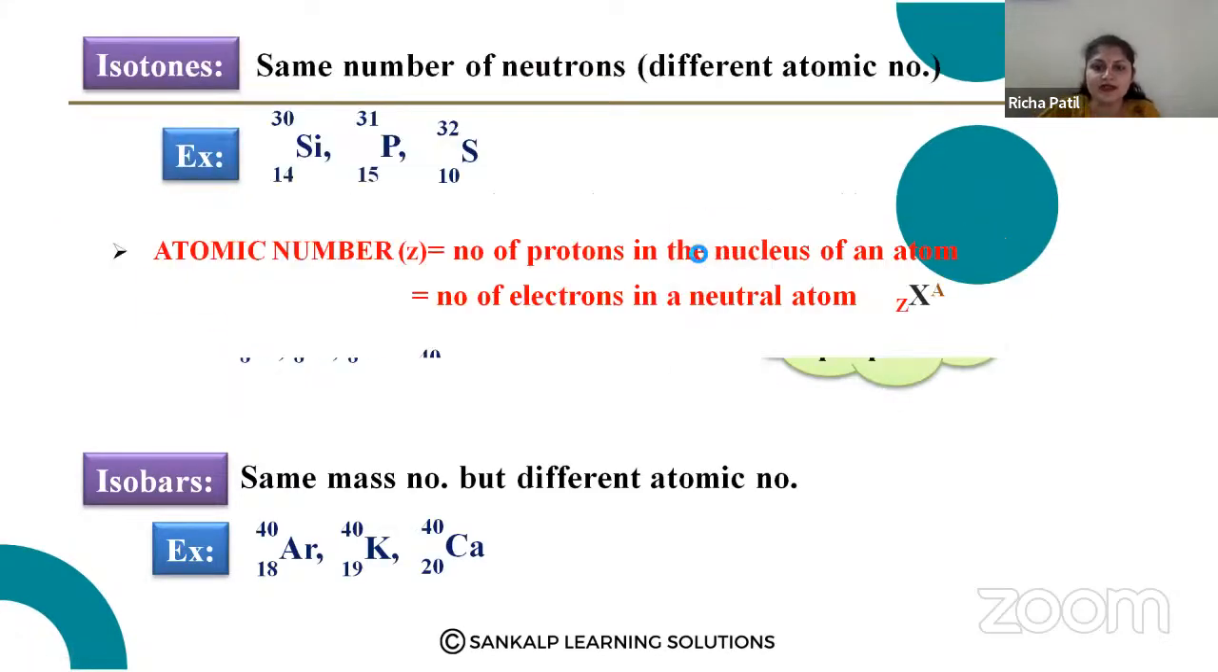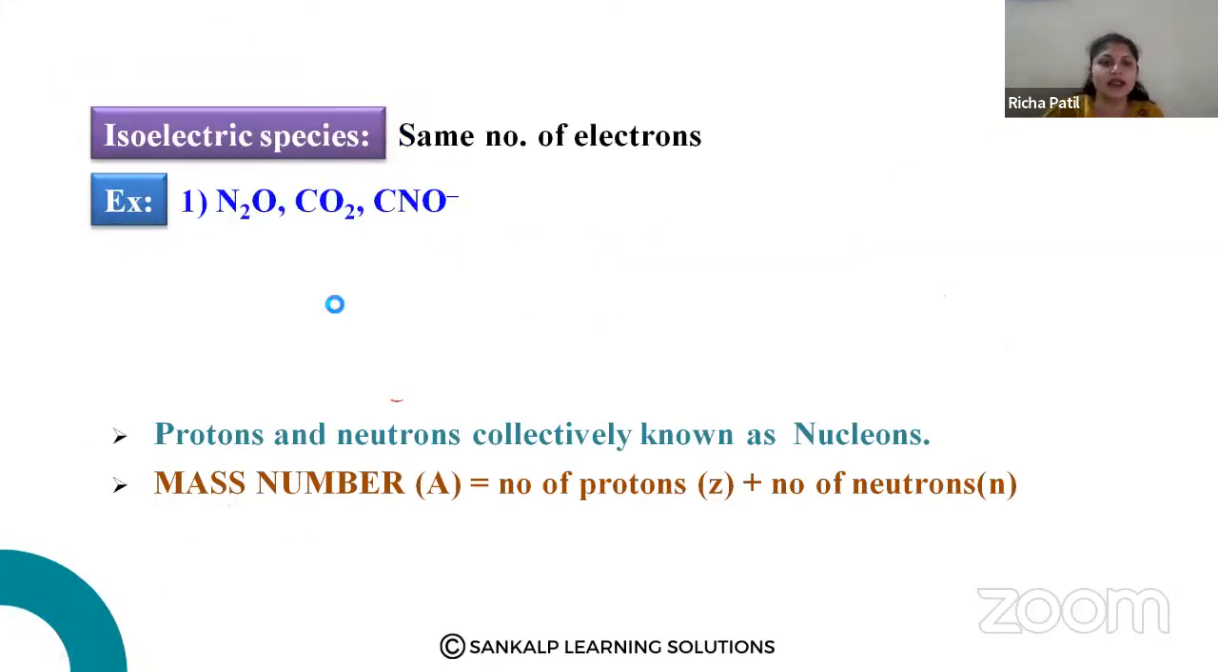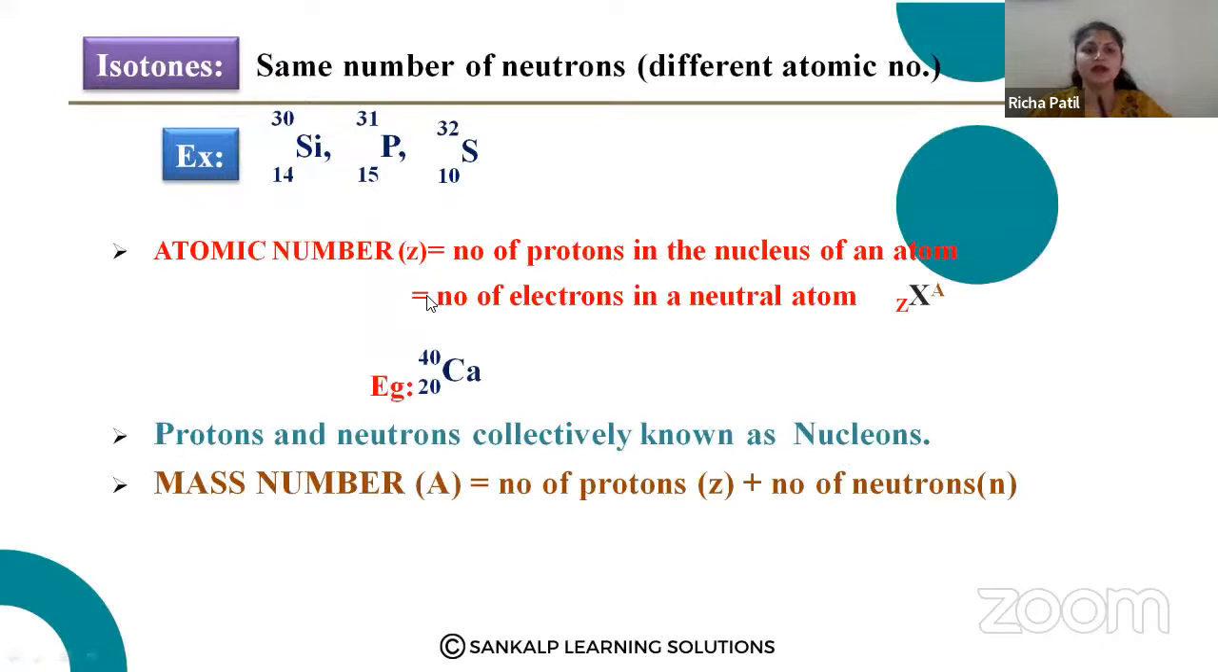Before going to this, we'll first see what is atomic number. Atomic number is nothing but the number of protons in the nucleus of an atom. It tells you the number of protons present in the nucleus, or the number of electrons present in a neutral atom. So how is the element represented? X is any element. Z is your atomic number. A is your mass number.